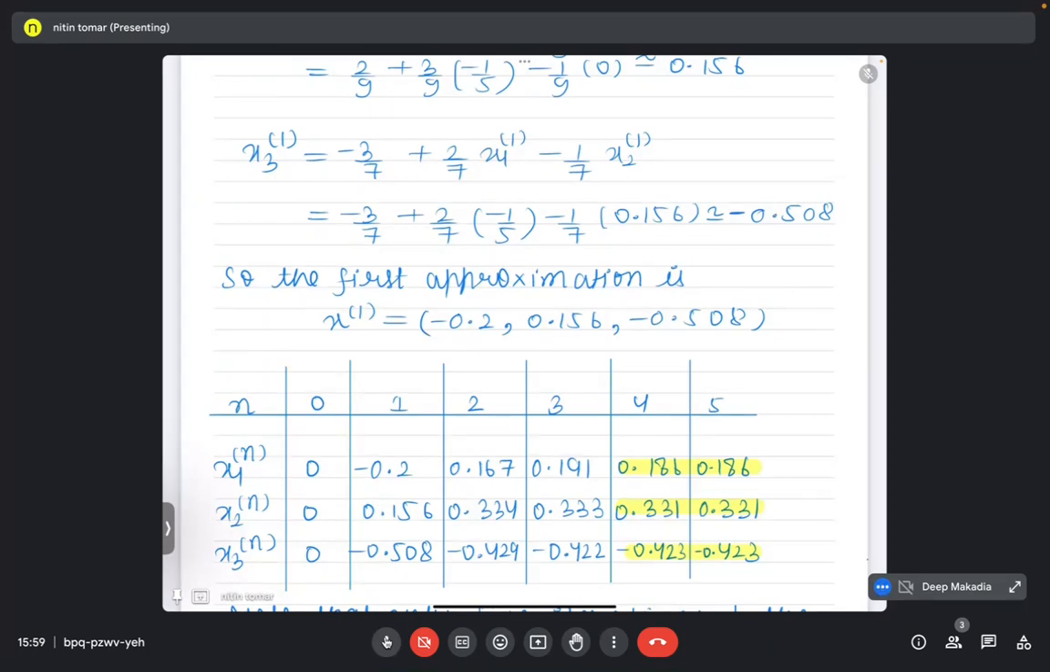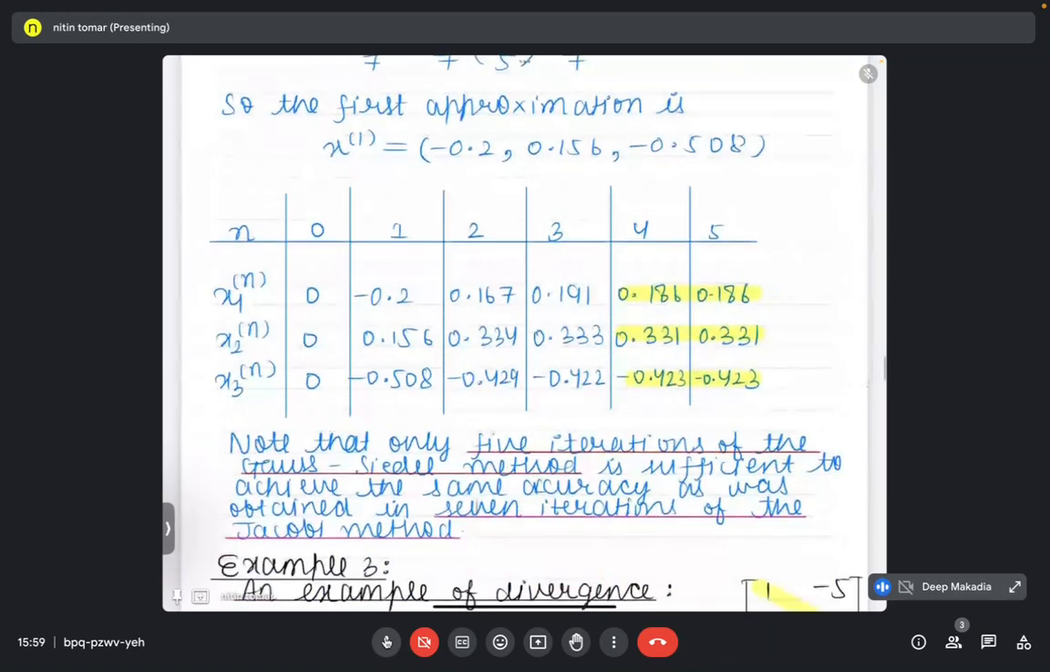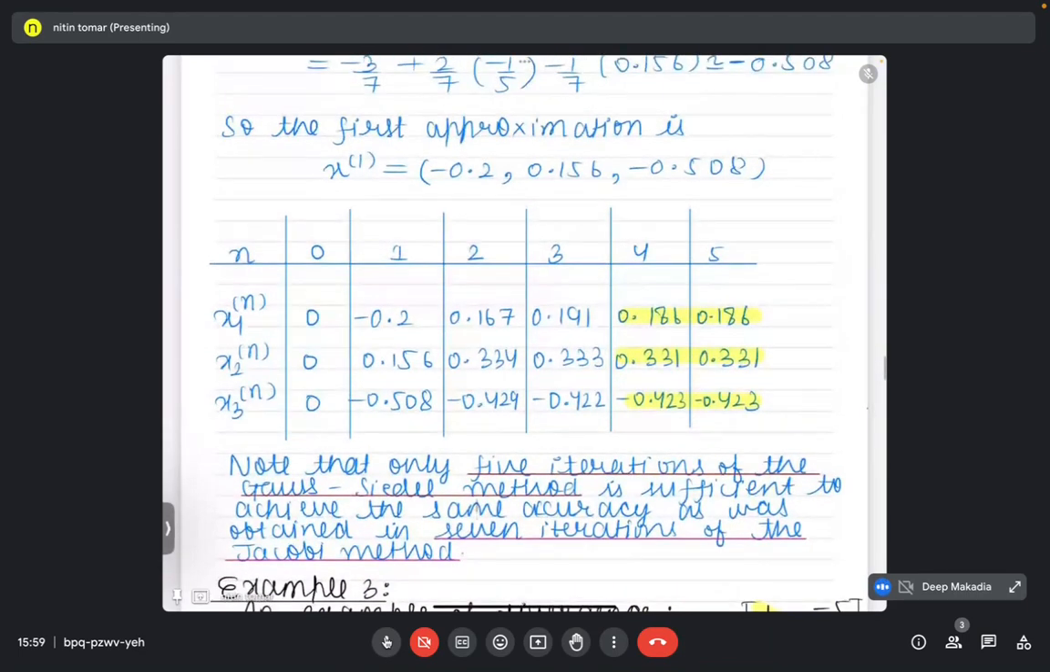That the Gauss-Seidel method is actually faster in the sense of convergence. So the Gauss-Seidel method is faster than the Jacobi method. Note that only five iterations of the Gauss-Seidel method are sufficient to achieve the same accuracy as was obtained in seven iterations of the Jacobi method. Is this clear to you? If not, please ask.